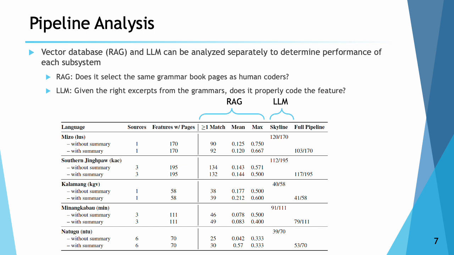So that was for the overall performance. But the individual system components, namely the RAG database and the LLM, are largely independent and their performance can be separately assessed.